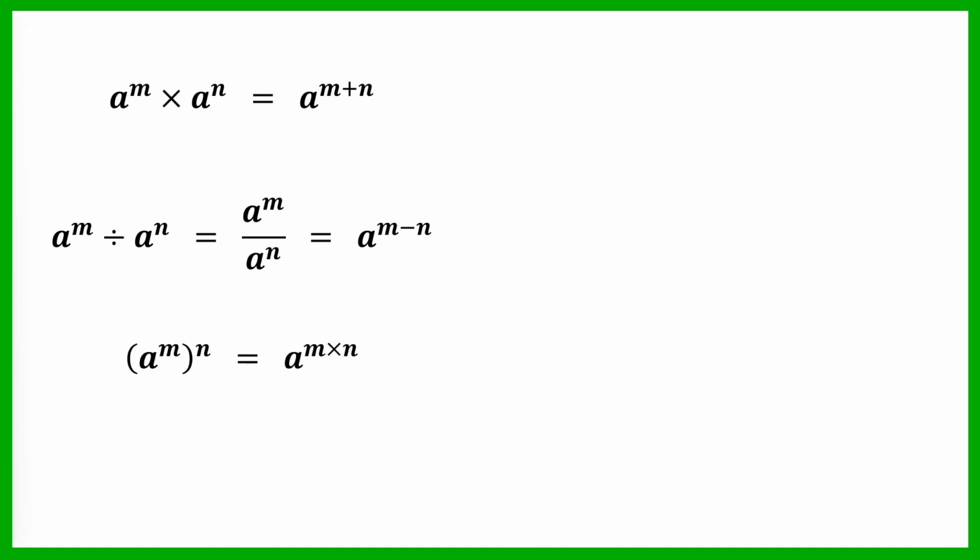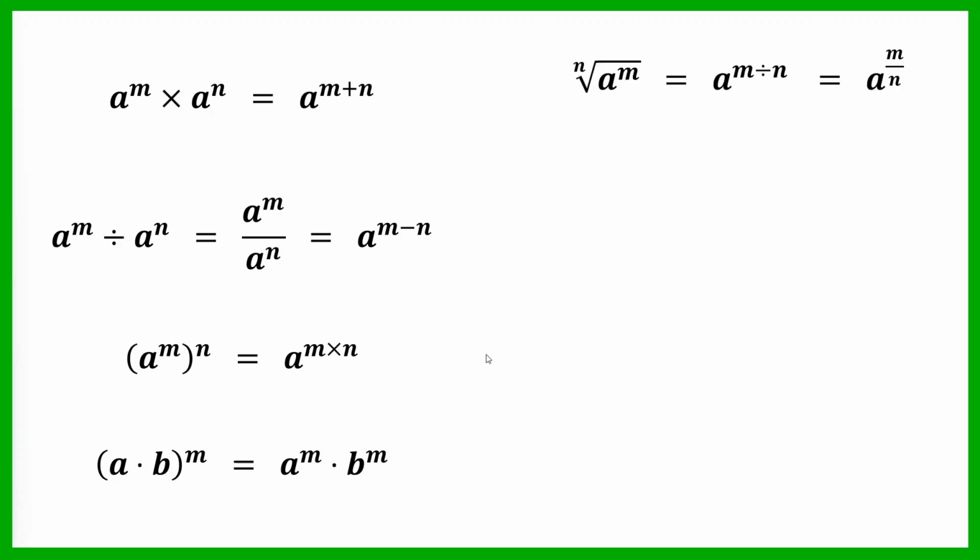If you are raising a power to a power, the base stays the same and you multiply the exponent inside and outside the brackets. If you are raising a product to a power, then you raise each of the factors to the power separately, keeping each of their respective bases the same. If you are finding the root of a power, then you need to divide the exponent by the root index. And again, the base stays the same.